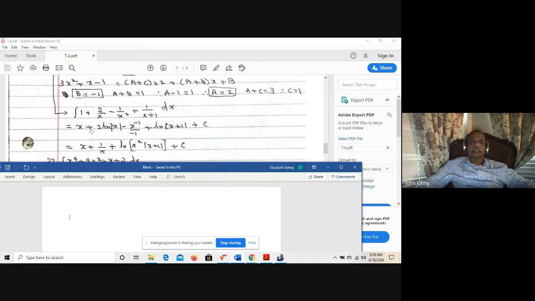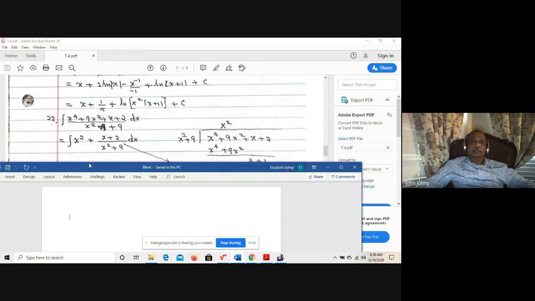So this is x plus, this expression is 1 over x. And then you can combine these two. When you combine those two, you get the natural log of x squared times x plus 1. So this is the best answer.